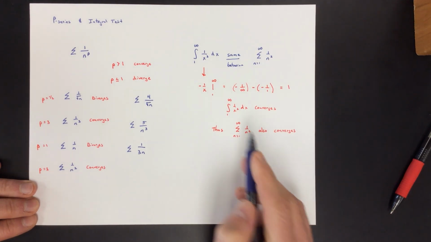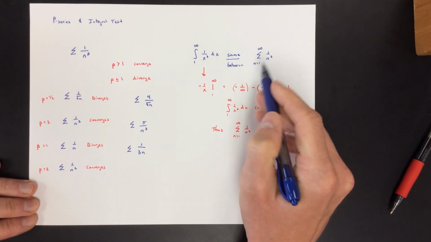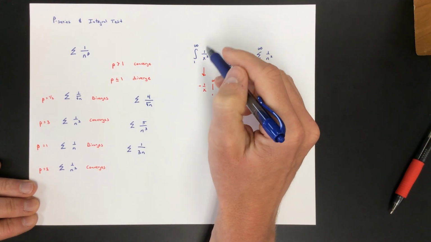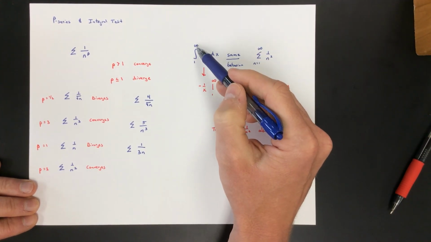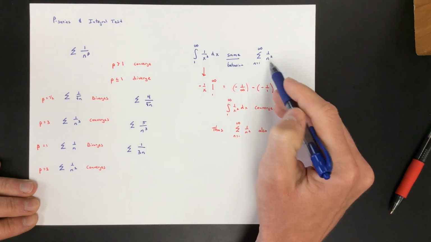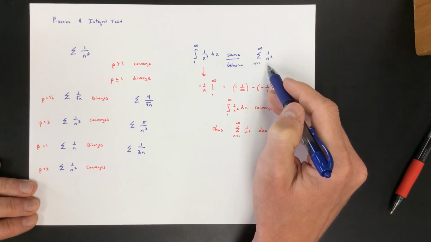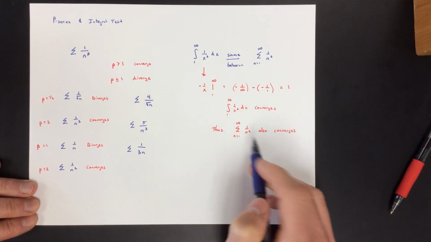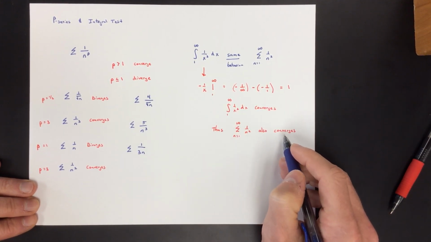Because they are not the same thing. This is a very discrete thing, letting n go 1, 2, 3, 4. And this is a continuous integral of doing all the x values from 0 to infinity. This is the area under the curve, and this is a finite sum of things. But they have the same behavior. So once I know that the integral converges, then the series also converges.